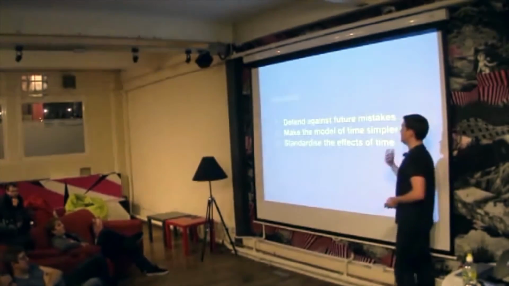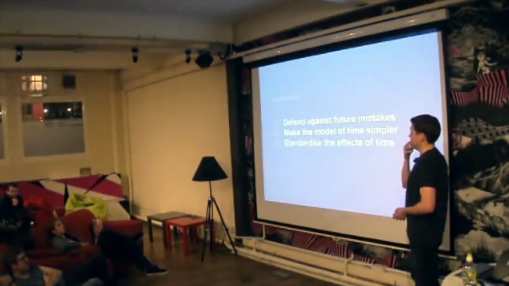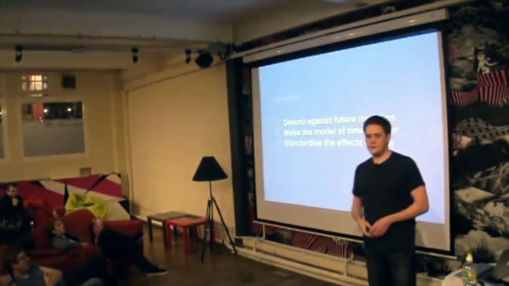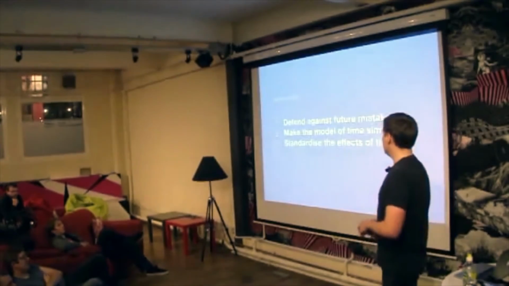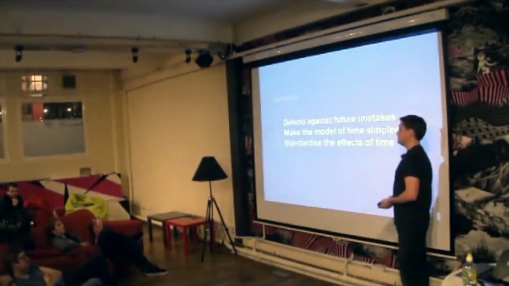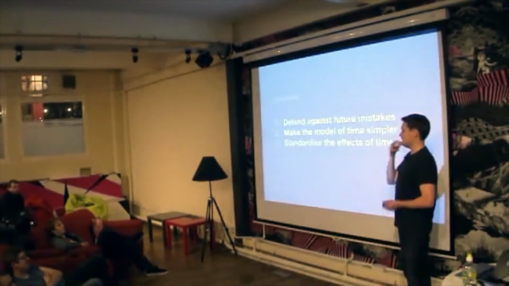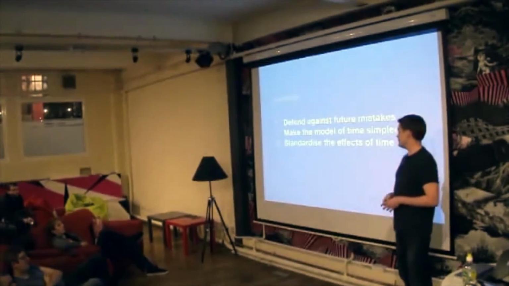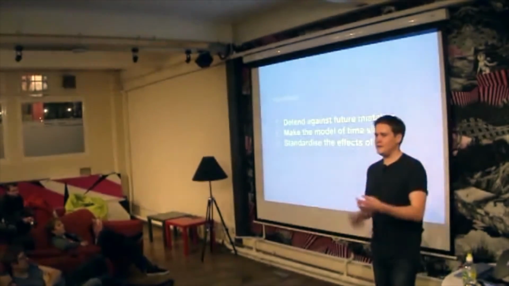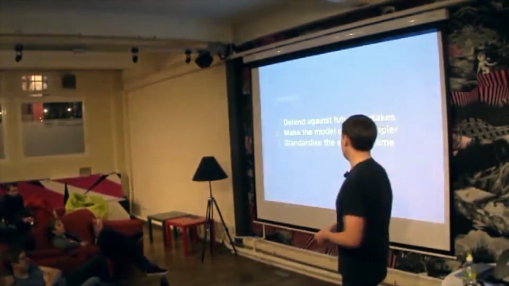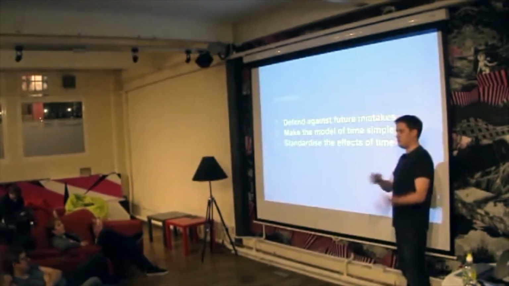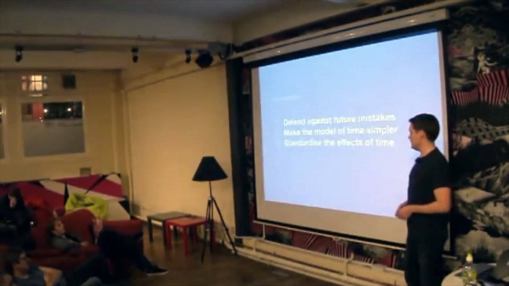So predictability, to summarize this section, is defending against future mistakes. If you can think how are future developers going to use this and how are they going to make mistakes, your teammates will love you. It's making the model of time simpler, with as few points in time as possible. And then it's standardizing the effects of time. So when data changes or when time occurs, when that code has to be rerun, what actually happens? Is it one of 4 things, or is it just one thing that will only ever happen?